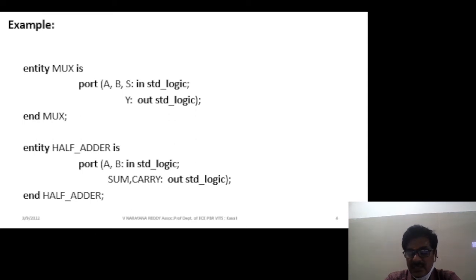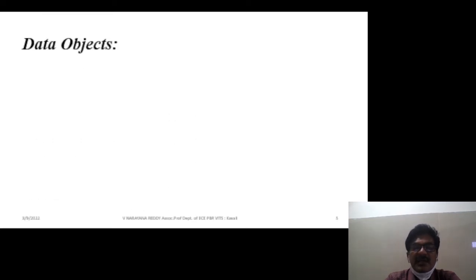Next, coming to another element, data object. What does data object mean? The data objects are used to hold the specified type of data. A data object is used to hold or to save the specified type of data.